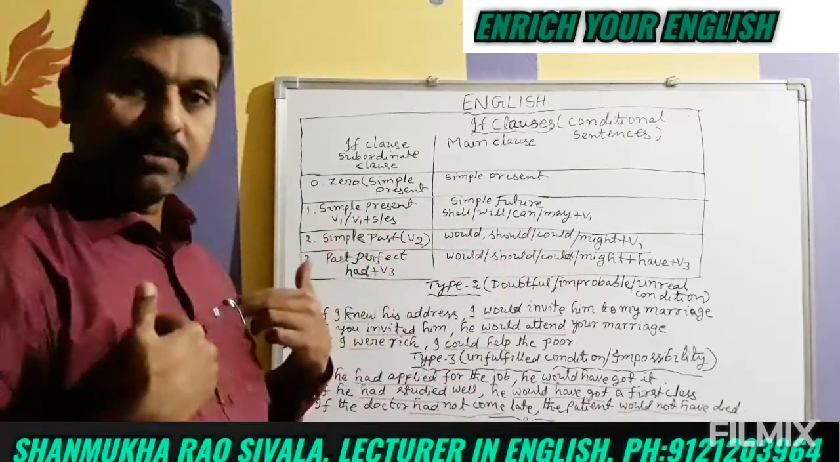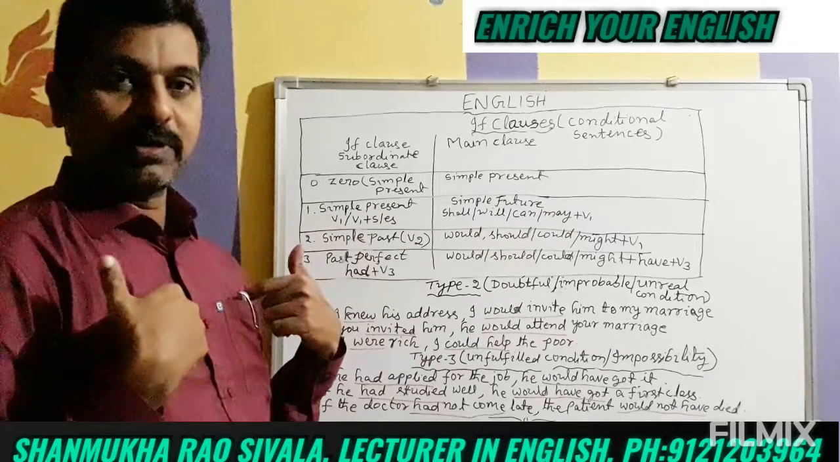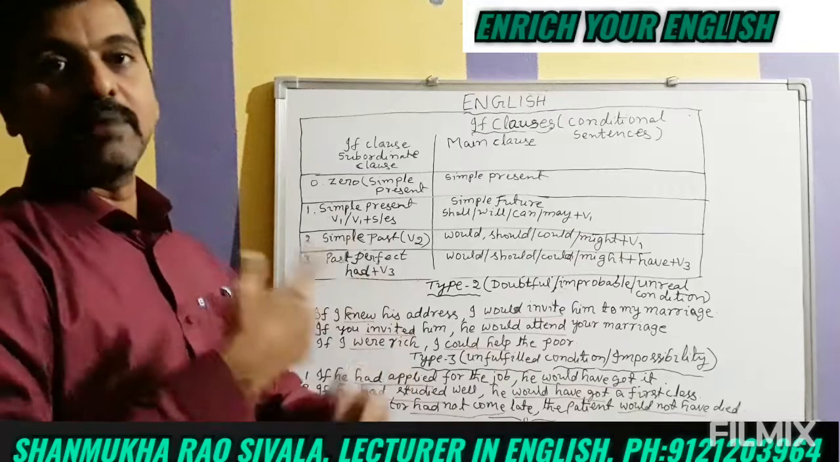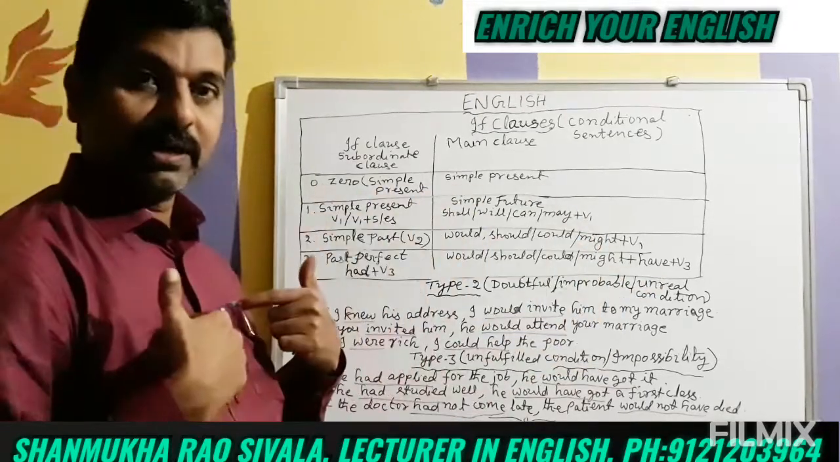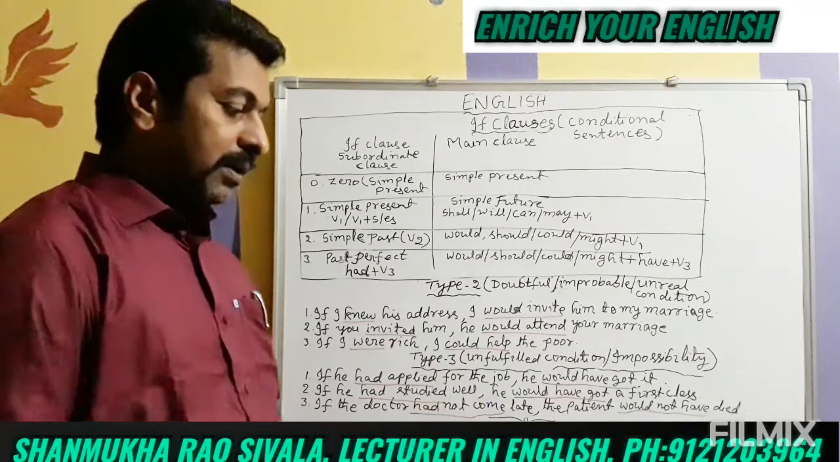If you had invited me, I would have attended your marriage. He did not invite me. I could not attend his marriage. So later on I am saying, if you had invited me, I would have attended your marriage.